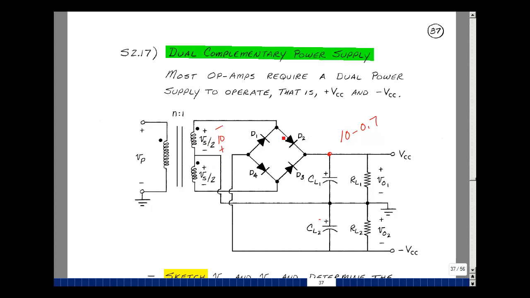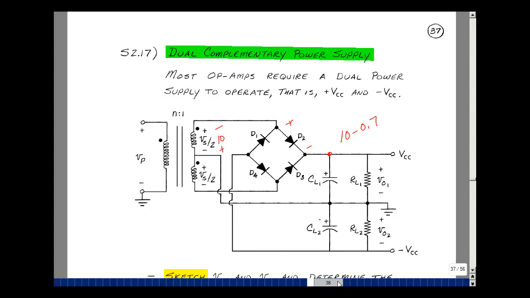When this was positive, D2 was on, and when it's negative, D2 is off. So let's solve for the voltage across D2 when it's off. What's going to be this node voltage, which is minus 10, minus this node voltage, which is 10 minus 0.7. This voltage will equal minus 20 plus 0.7, 19.3. That's approximately twice our peak value.